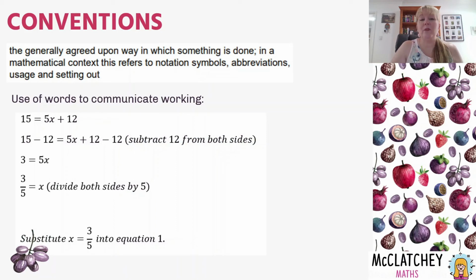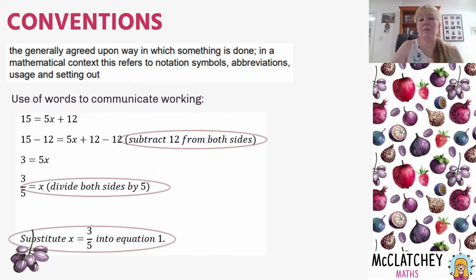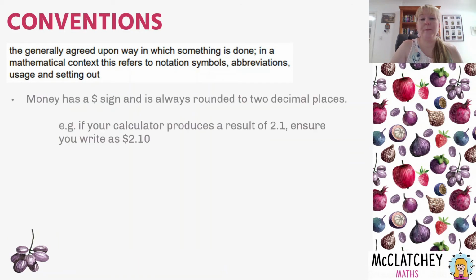Here's another example using algebra. This student is actually using some communication to communicate what they're doing and why they're doing it. It's not always necessary, particularly in senior, to explain each of these steps, but sometimes it can be very helpful to explain to the reader what you're doing and why.